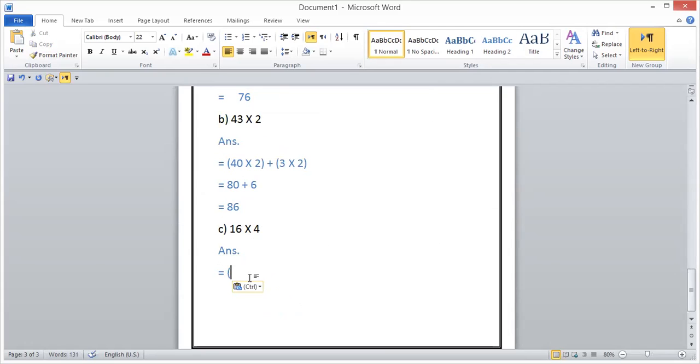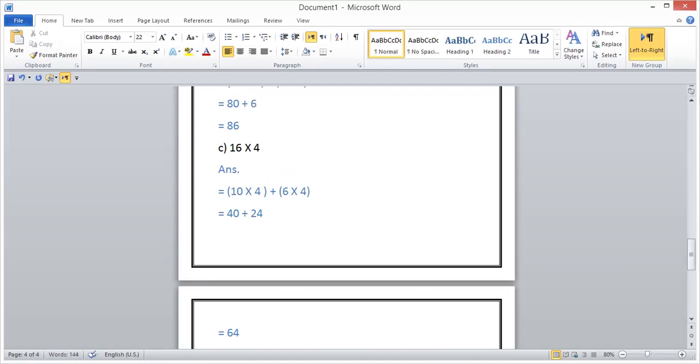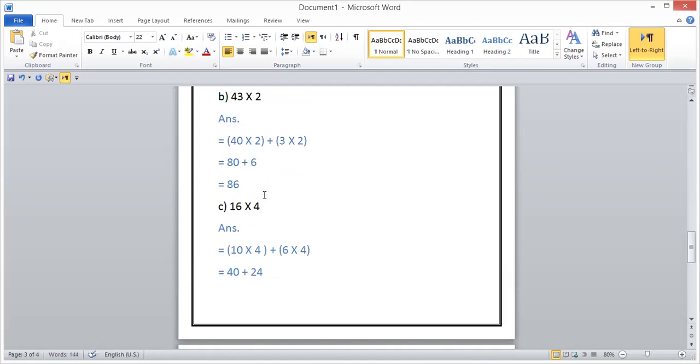So what is the value of 1 here? The value of 1 is 10. So multiply 10 by 4. Plus, what is the value of 6? The value of 6 is also 6. So multiply 6 by 4. 10 by 4, 40. Plus 6 by 4, 24. And 40 plus 24 is equal to 64. This will be your answer. Clear, guys?